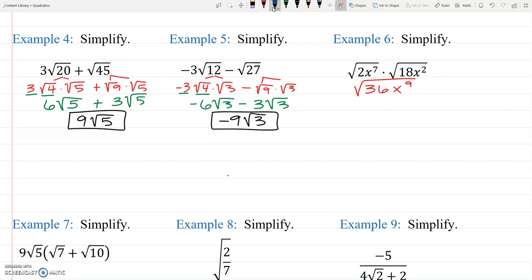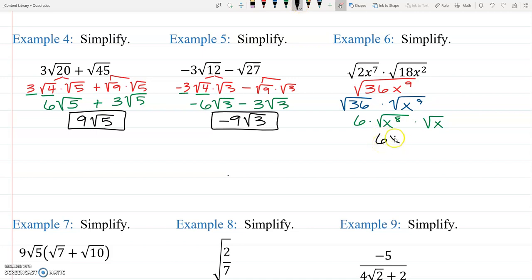I could break it up. I don't know if I need to, but I'll do it anyway for the notes. Square root of 36 times square root of x to the 9th. Okay, so square root of 36 obviously going to be the whole number 6. X to the 9th is not a perfect square because it does not have an even power. So I've got to break this up to x to the 8th is the biggest perfect square, or the biggest even number. Okay, and then my answer is just going to be 6.